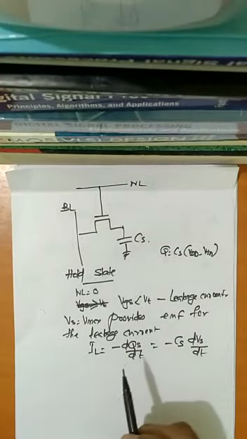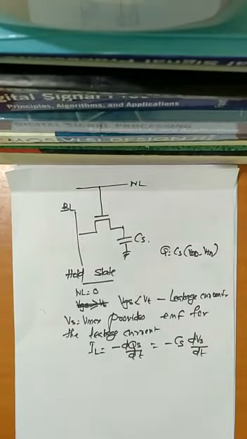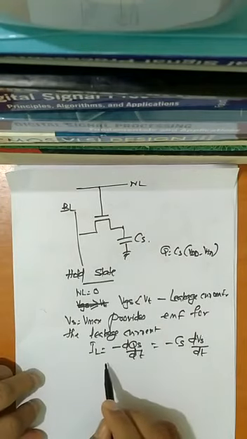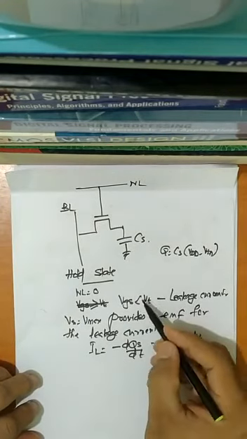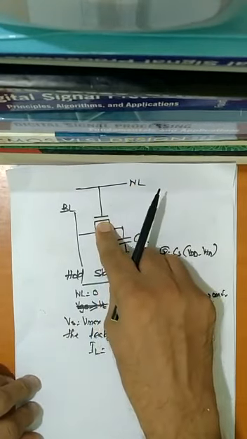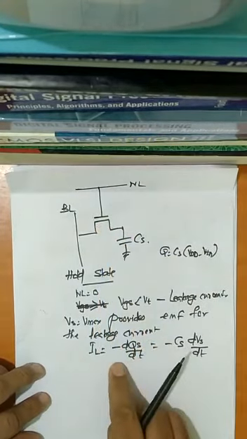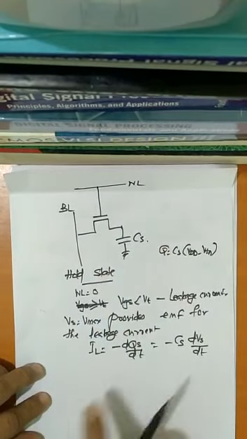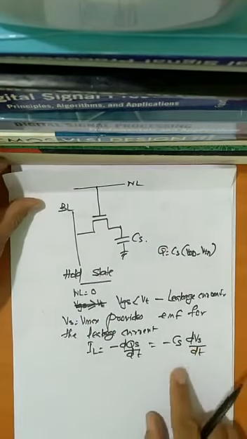So last session we were discussing one transistor DRAM. We continue that discussion. We have seen an expression for the leakage current when VGS is 0, that is, the word line is disabled, so the transistor is off. Even then there will be leakage current through the transistor. That leakage current is written as minus Cs dVs by dt.